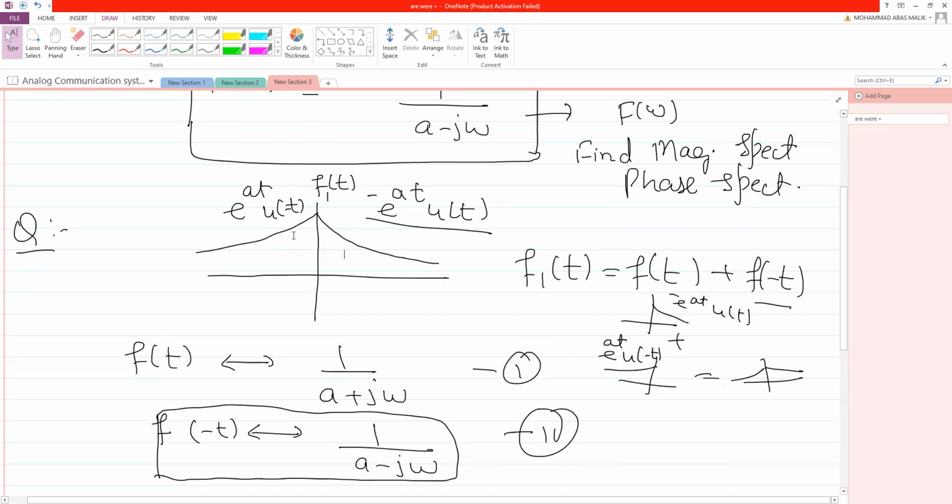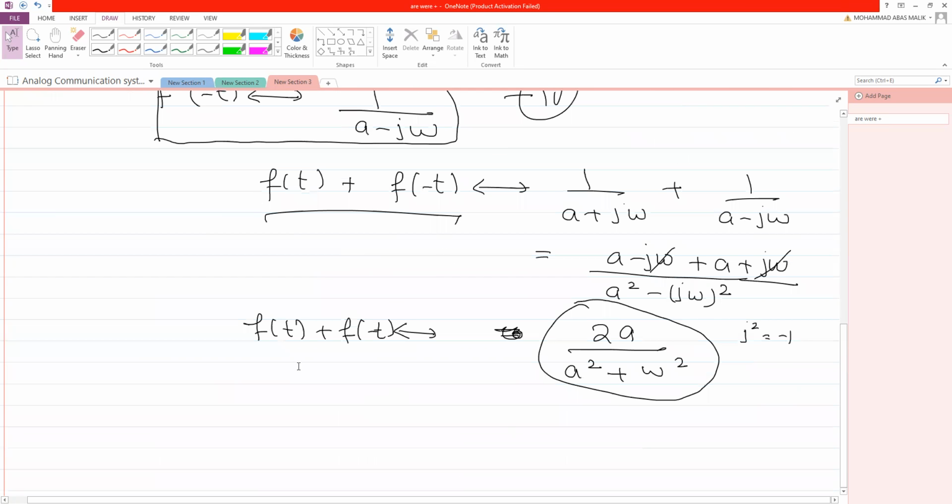They are both equal, so this is an even signal. For an even signal, the spectrum, that means the amplitude spectrum, will always be real. It will not have any imaginary component. So we can conclude one point here.